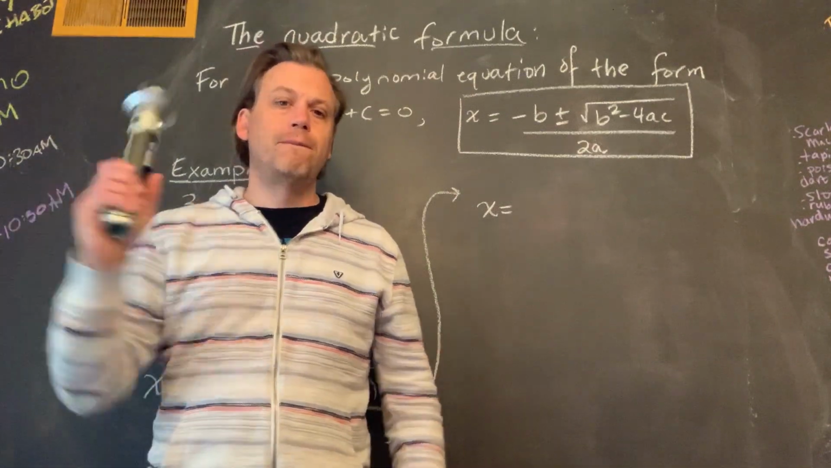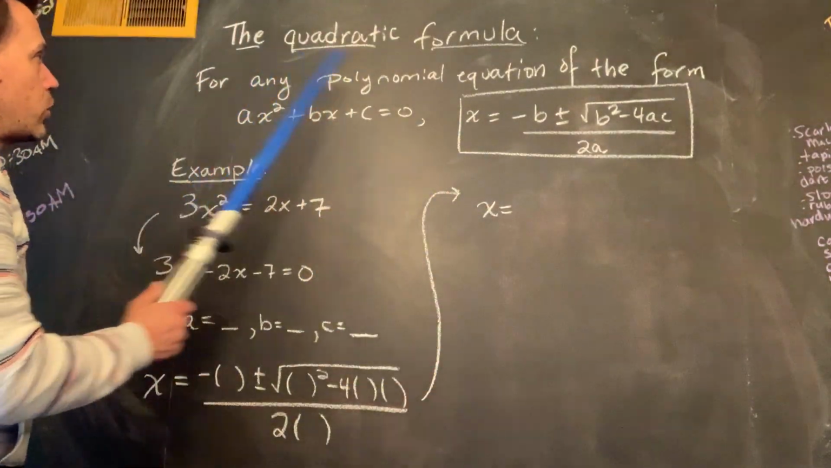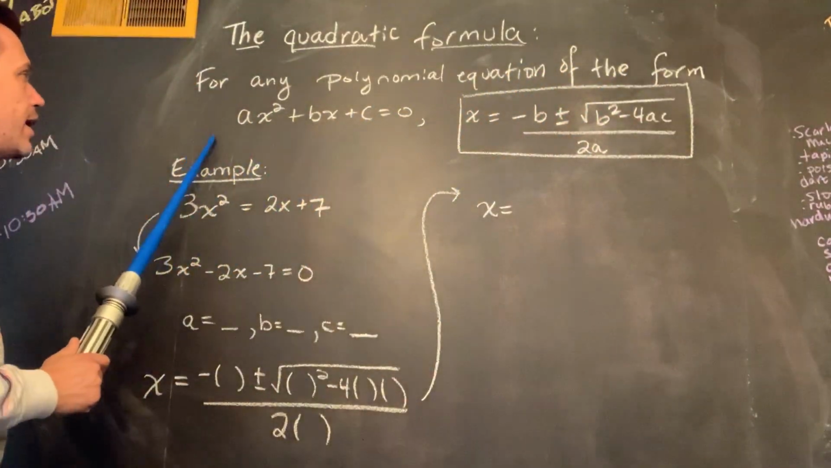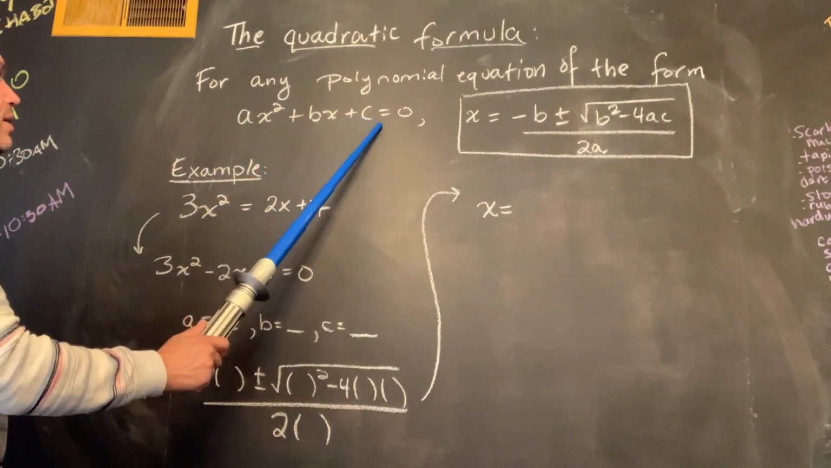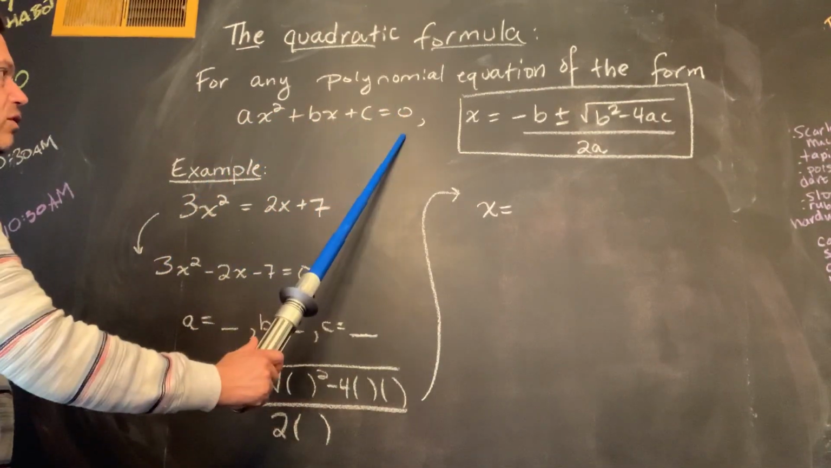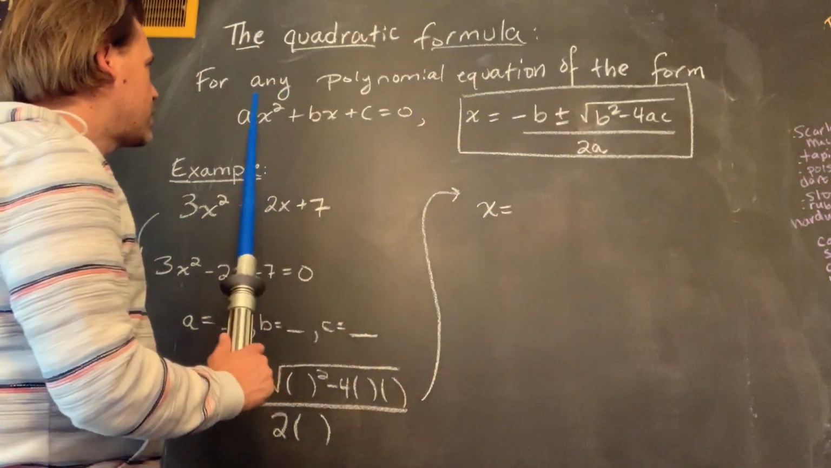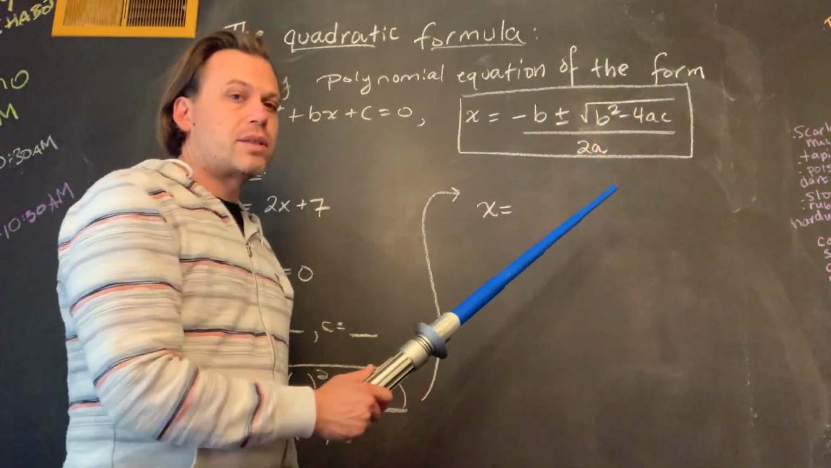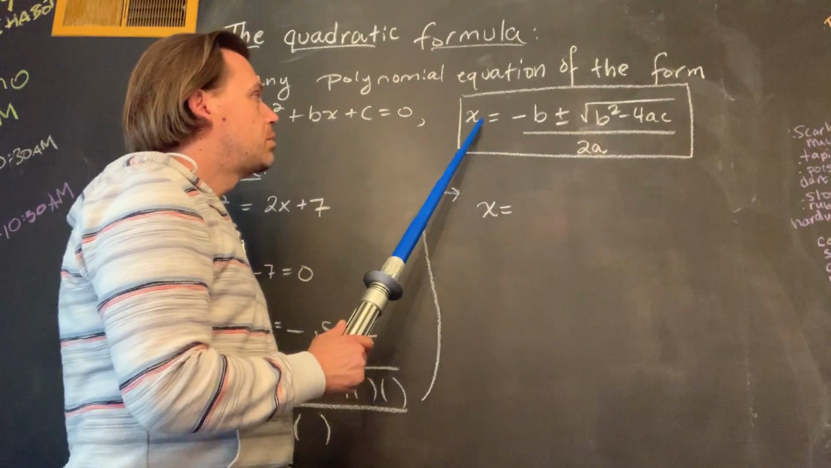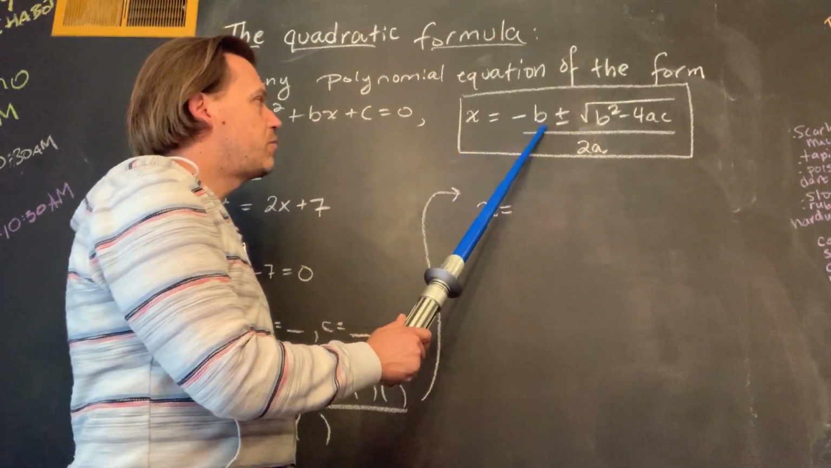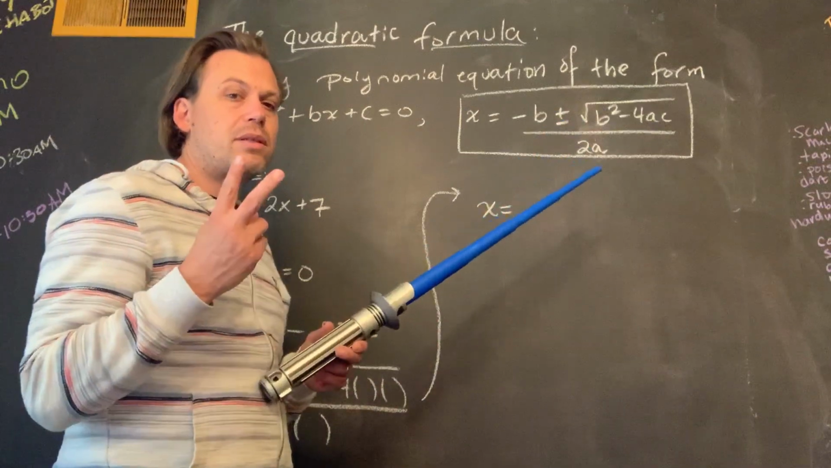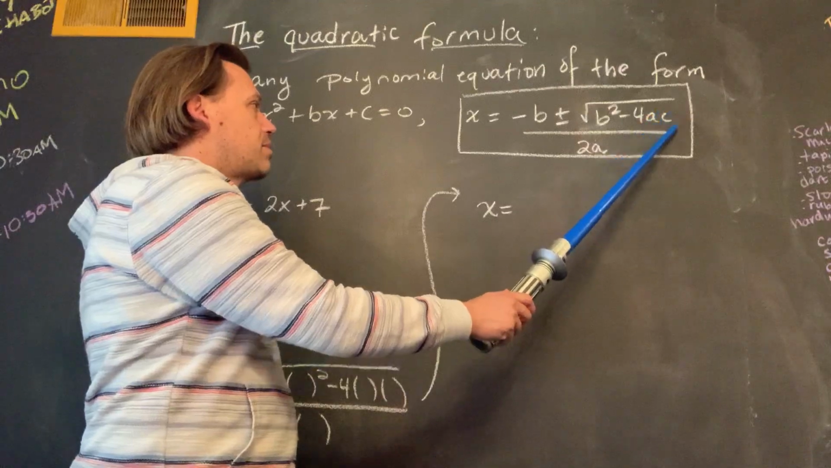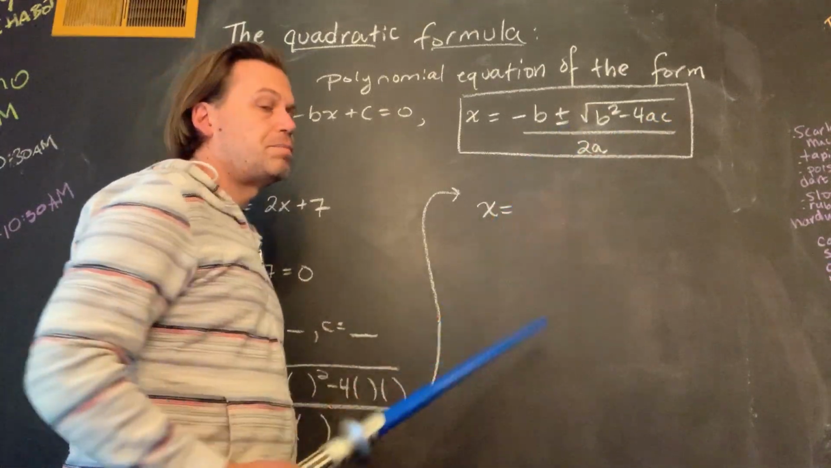So here we go. The quadratic formula. For any polynomial equation of the form ax squared plus bx plus c equals 0, so it's got to be written in that form, you can use these numbers, the a, the b, and the c, and put them into this formula here. It's kind of a complicated looking formula, but x is going to be equal to negative b plus or minus, remember, there's always two answers, the square root of b squared minus 4 times a times c, all divided by 2a.